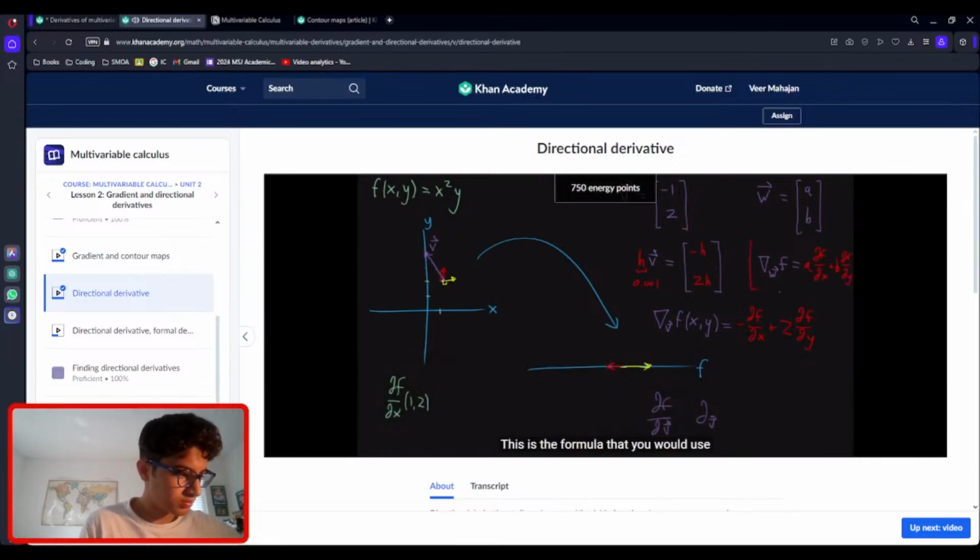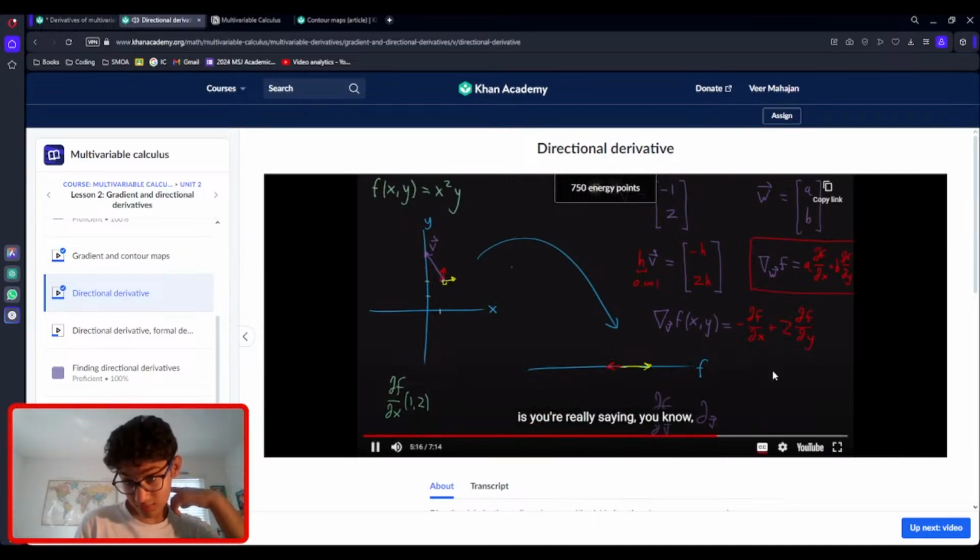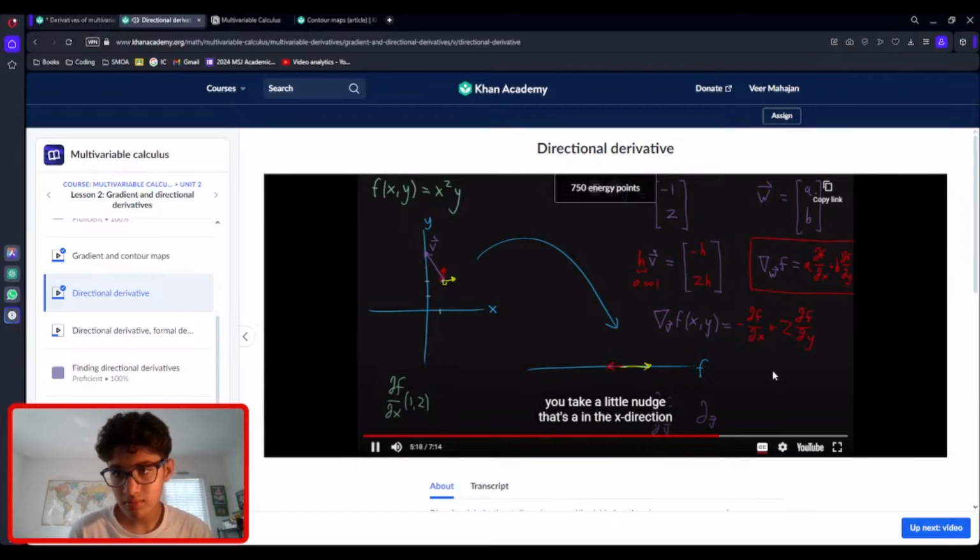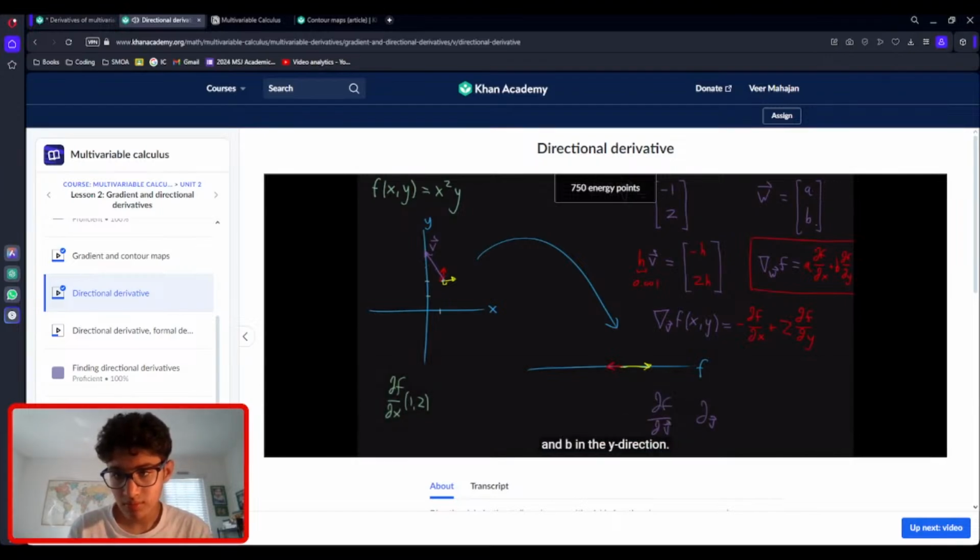And this is it. This is the formula that you would use for the directional derivative. And again, the way that you're thinking about this is you're really saying, you take a little nudge that's a in the x direction and b in the y direction.